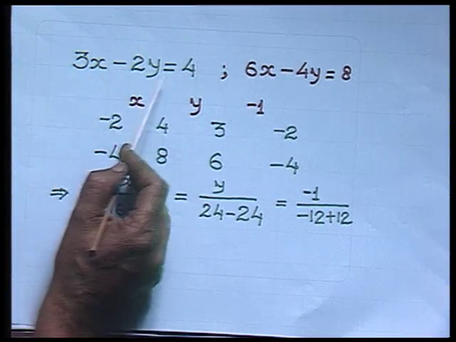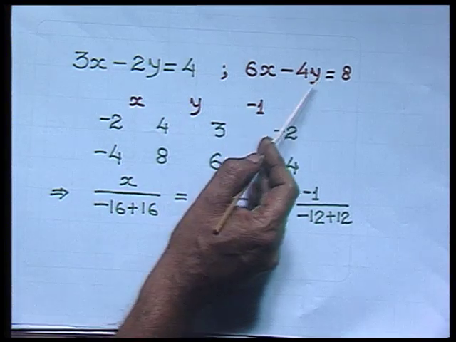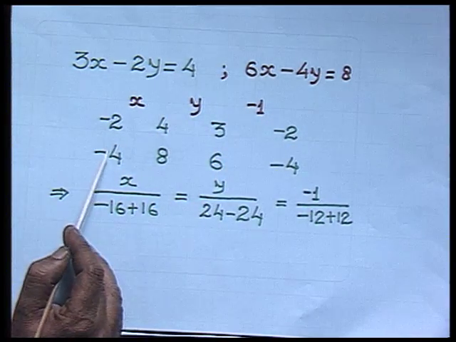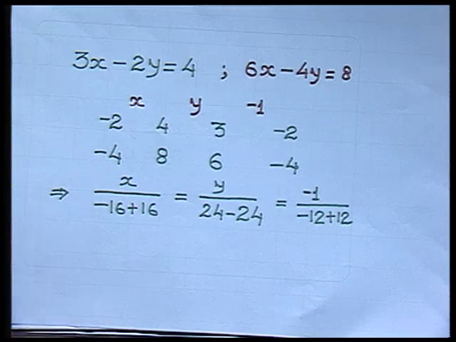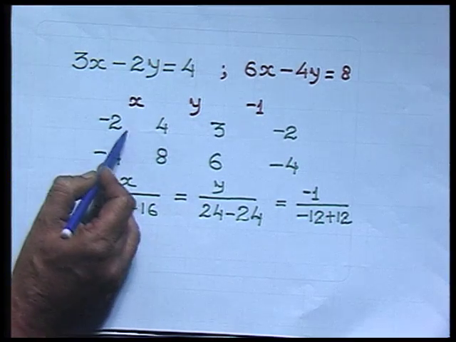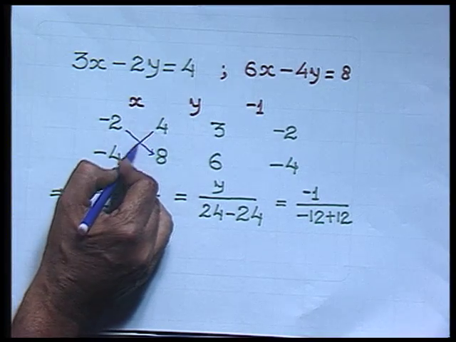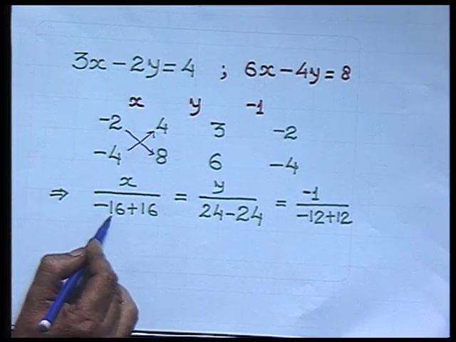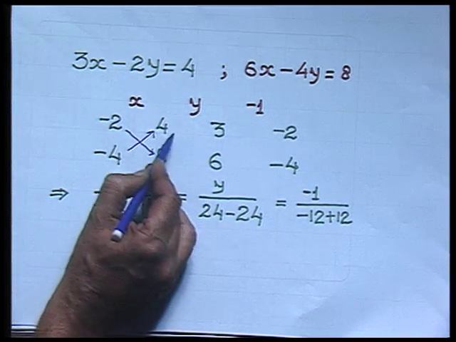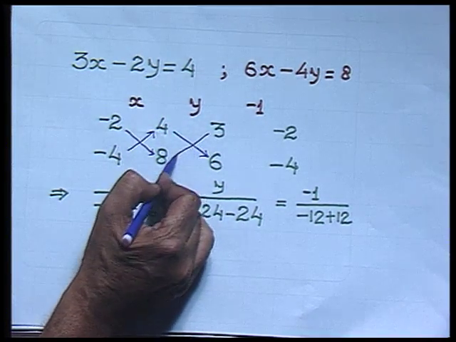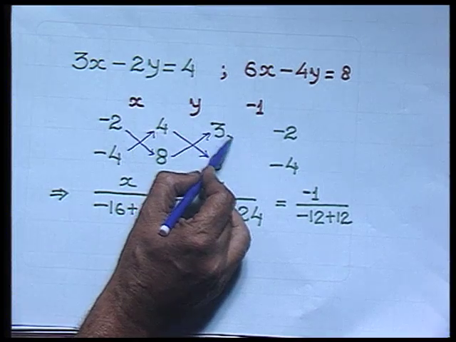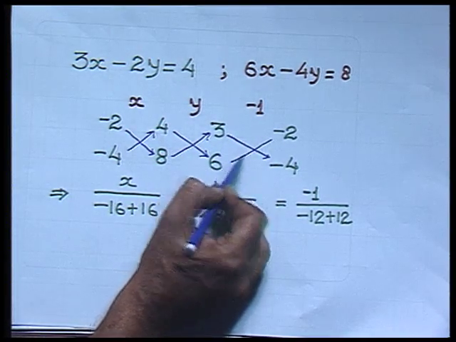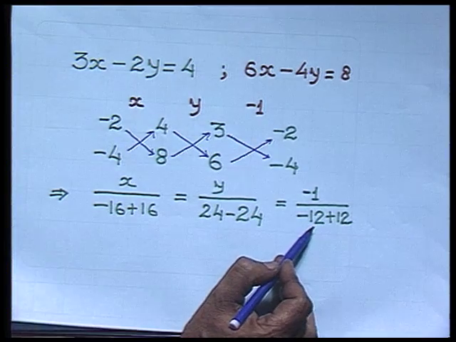Let us have a look at other equations. The equations are 3x minus 2y equals 4 and 6x minus 4y equals 8. Setting the coefficients once again, x, y, minus 1, as it was told to you earlier. So the product of minus 2 and 8 minus the product of minus 4 and 4, that becomes minus 16 plus 16. Similarly, 4 times 6 minus 8 times 3, that becomes y upon 24 minus 20, that is also 0, and 3 into minus 4 minus 6 into minus 2, that makes it plus 12, and that is also 0.